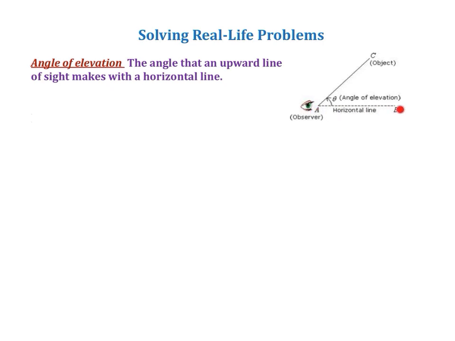So here's a great picture to illustrate what this definition is saying. Your horizontal line is here, so it's kind of parallel to the ground. So whatever your line of sight is from the observer looking up at an object, that angle made between the line of sight and the horizontal line is called an angle of elevation. So looking up, think up for elevation.